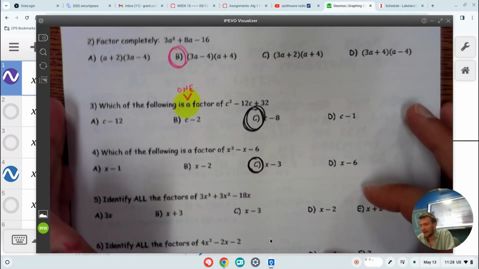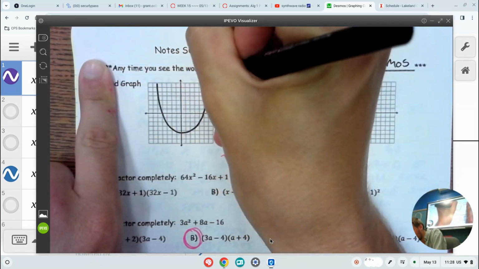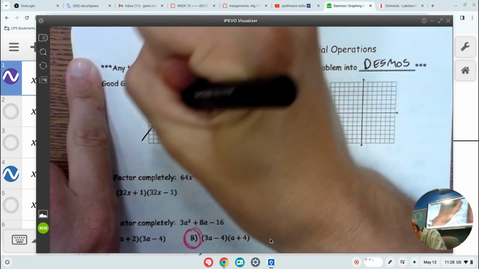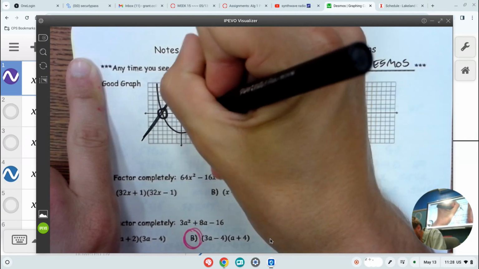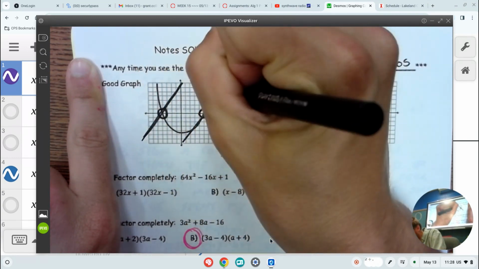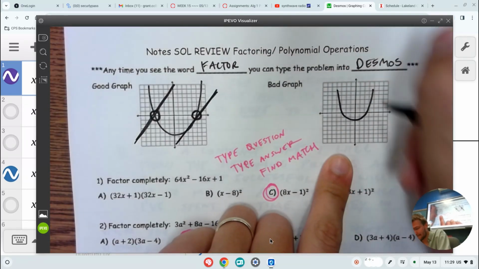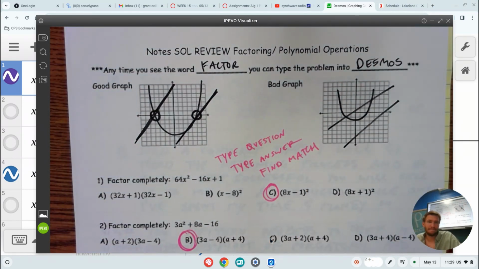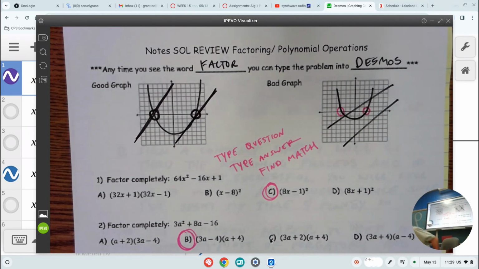Now let's go back up to the top just really quick. Let's draw a nice U-shaped curve, and then let's draw a line that goes right through the intercept, right? Those are good graphs. However, a bad graph would look something like this. Again, we want them to cross right on the x-axis, but if they don't, no good.